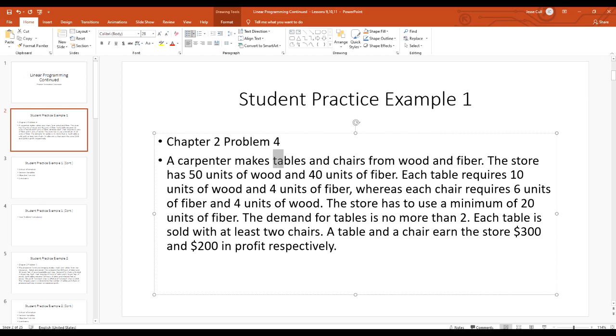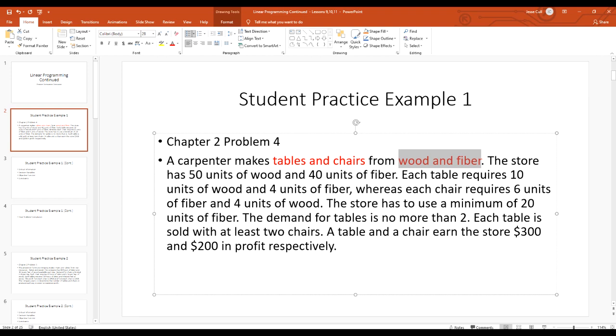So we have tables and we have chairs. This seems important. We also know they're made from wood and fiber. So we know already what we are making. Most likely, because it's a production question, what we are making will be our decision variables. So most likely our decision variables will be tables and chairs, but it's not totally clear yet.